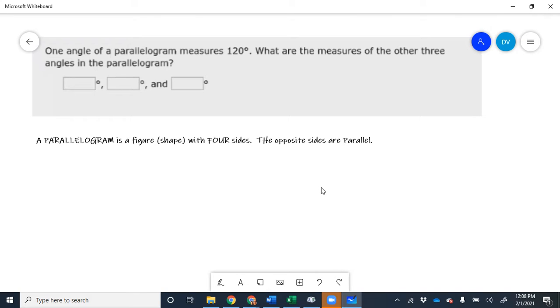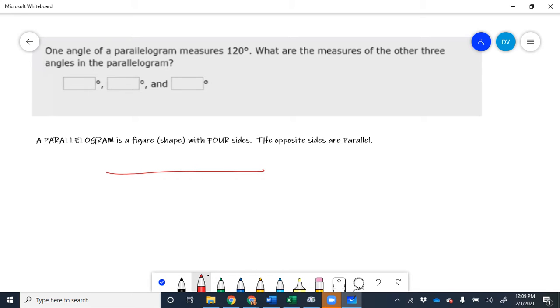So this problem also has a quadrilateral. It doesn't use that word though. It uses the word parallelogram. A parallelogram is a figure, a shape with four sides, and the opposite sides are parallel. I'm going to make a little sketch of something that looks like a parallelogram.